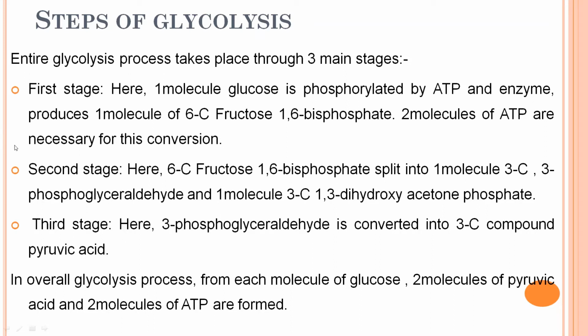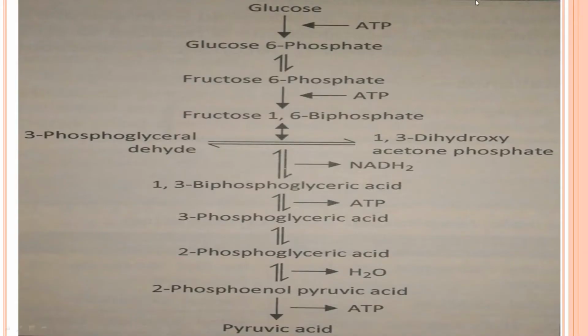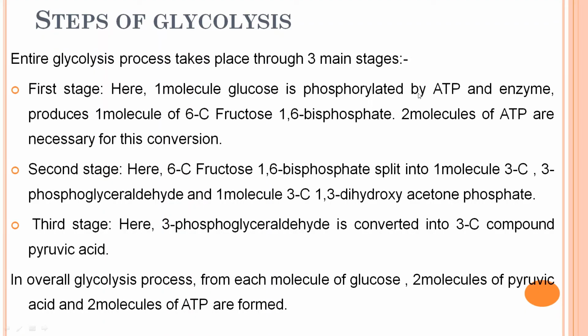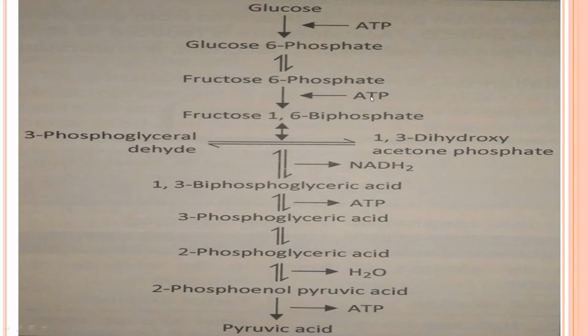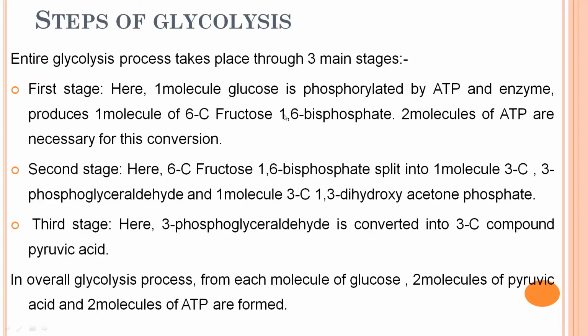So see, the entire glycolysis takes place through three main stages. In the first stage, what happened? Here, one molecule of glucose is phosphorylated by ATP and enzymes. See, on this side the arrow is in, and from here the arrow is out. That means here these are released, and here these are taken up for the process. So see the arrow and remember it. So the glucose is phosphorylated by ATP and enzymes, producing one molecule of 6-carbon fructose 1,6 biphosphate. Two molecules of ATP are necessary for this conversion. See, ATP is necessary for this conversion. Two molecules of ATP are necessary for conversion of fructose 6-phosphate to 1,6 biphosphate. Got it?